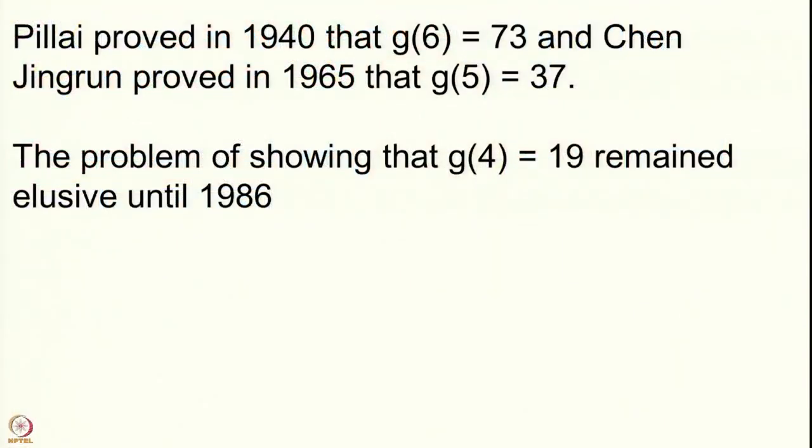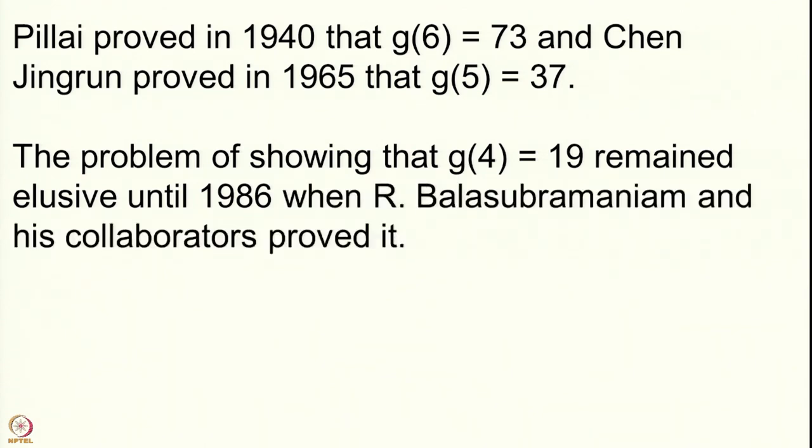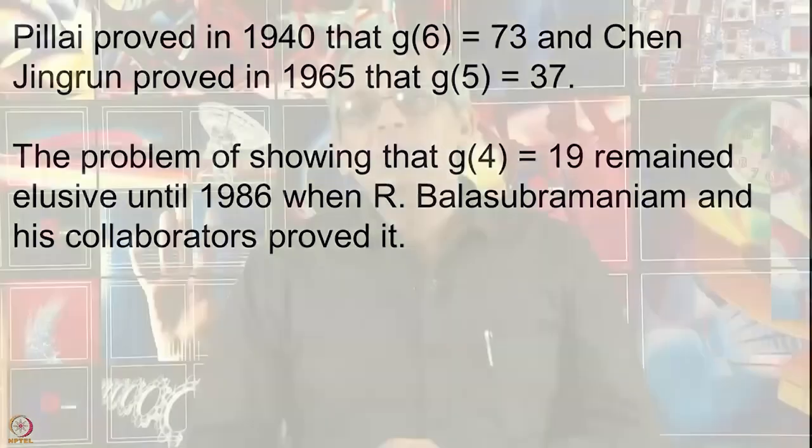The problem of finding G4 remained elusive until 1986. So, almost till 20 more years, this problem was not solved until 1986, when an Indian mathematician by name R. Balasubramaniam and his collaborators solved it. So, this was a remarkable result, and this result put India once again on the world map as far as number theory is concerned. It was such a remarkable result. So, this is one way.